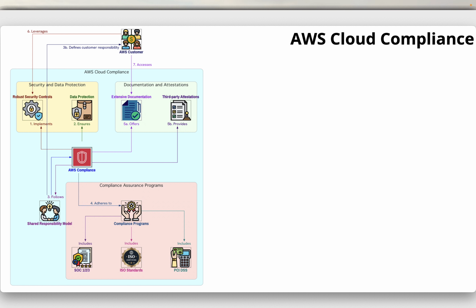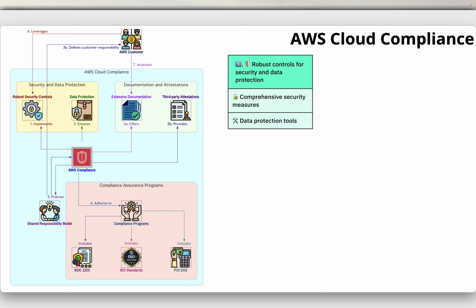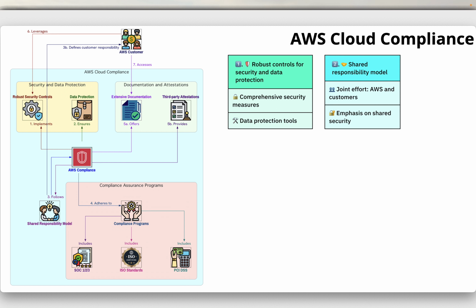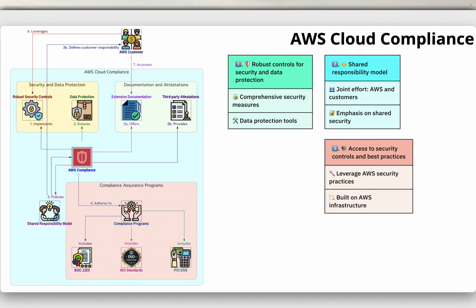Next, AWS cloud compliance. Robust controls for security and data protection. AWS offers comprehensive controls to ensure security and data protection in the cloud. Shared responsibility model. Compliance is a joint effort between AWS and its customers, emphasizing the shared model for security. Access to security controls and best practices. Customers can leverage AWS security practices and controls built on its infrastructure for their operations.